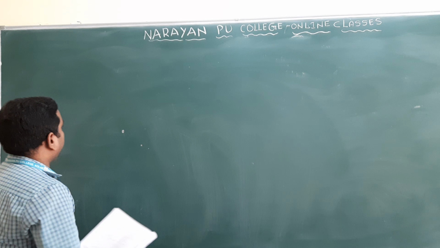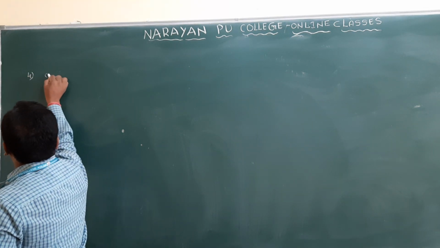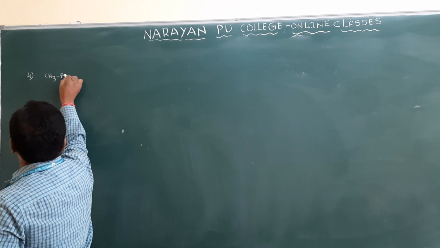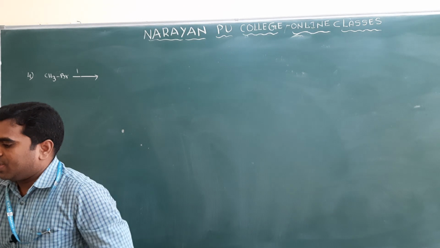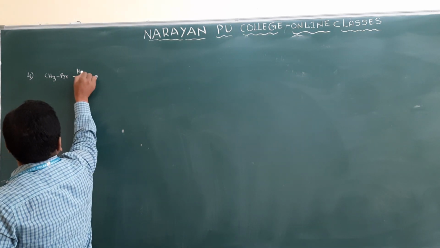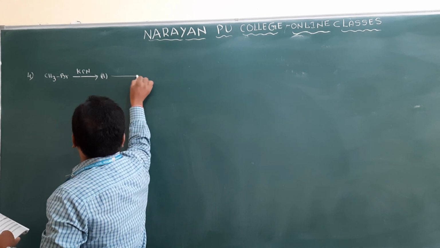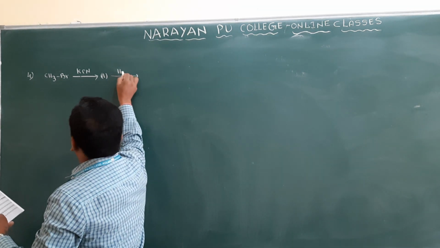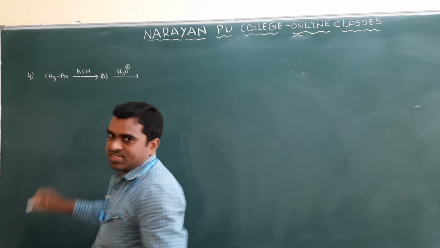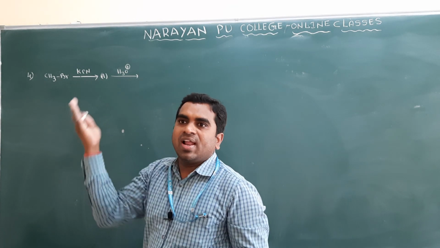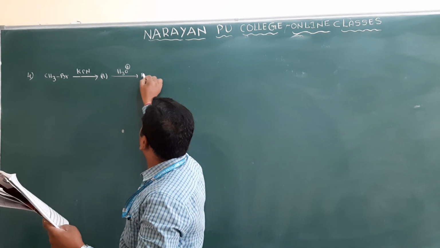Next one, question number 4. Coming to question number 4, see the question they have given. CH3Br and here KCN. They have given KCN. Clear? Then you will get the compound A. A is hydrolyzed. H3O plus means acid hydrolysis. Clear? And we add acid into the water. So that is acid hydrolysis. You will get B.